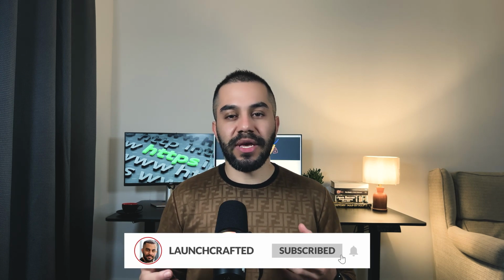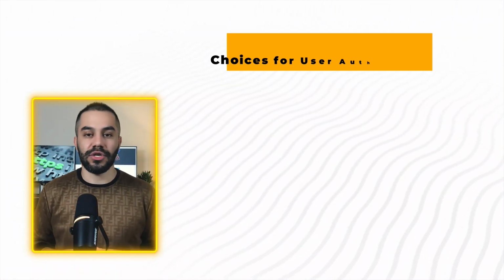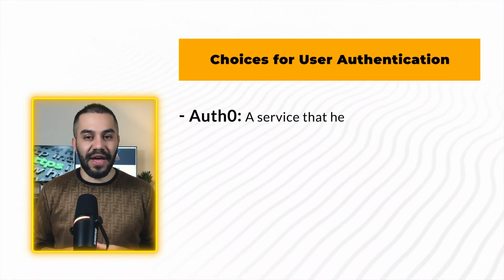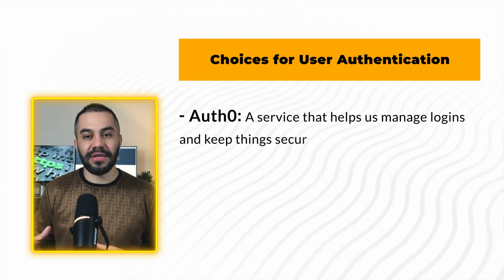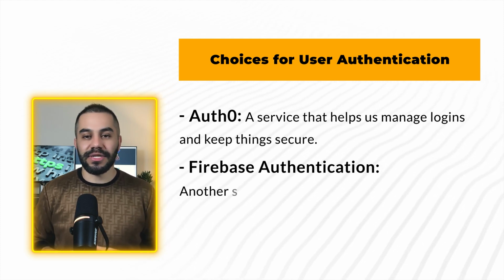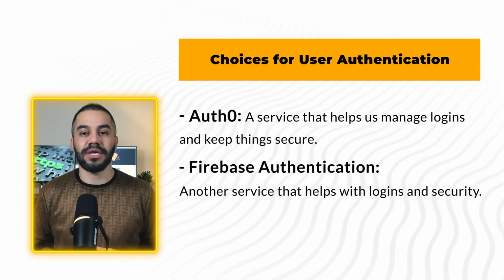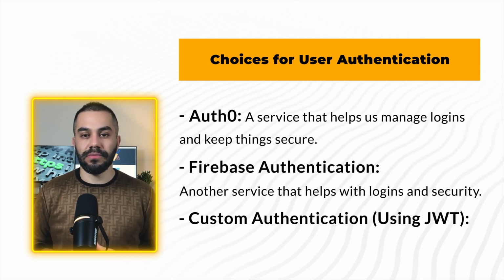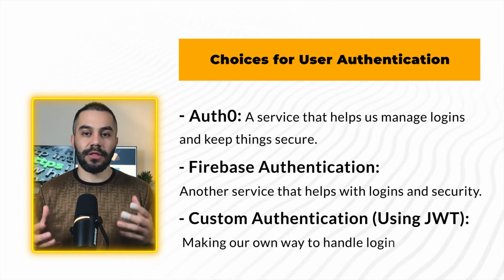In our last video, we talked about choosing the right tools for building our app. Now, we need to make sure those who use our app are who they say they are. There are different ways to handle user authentication, and we focus on the most popular and trusted ones to keep things simple and secure. What choices do we have for user authentication? One option is Auth0, a service that helps us manage logins and keep things secure. Firebase Authentication, another service that helps with login and security. Finally, custom authentication, making your own way of handling logins and security.